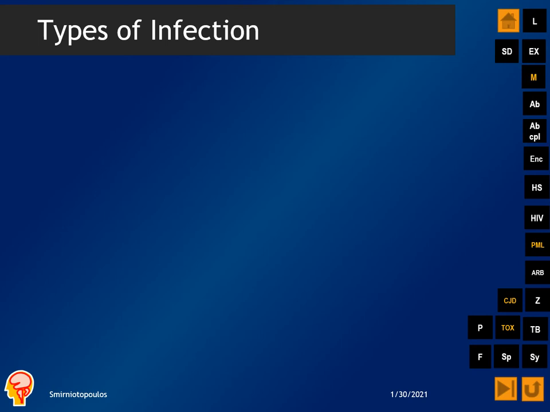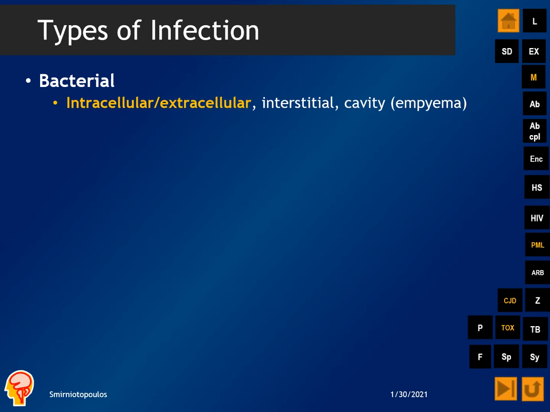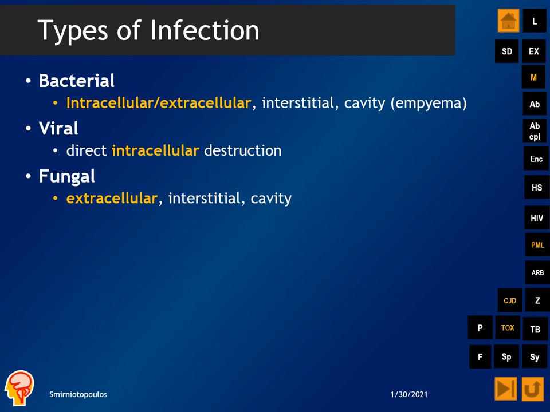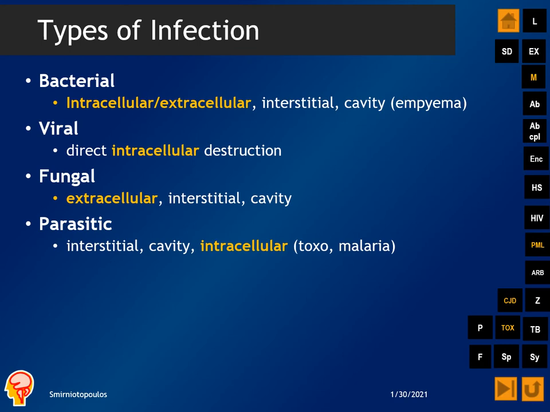There are many types of infection. Bacteria can be intracellular or extracellular, they can be interstitial, and they can fill a cavity. That's an empyema full of pus. Viral infections usually involve direct intracellular destruction. Fungi are usually extracellular. They may be interstitial or they may fill a cavity. Parasitic infections can be interstitial. They can be in a cavity, but they can also be intracellular. And the examples of that are toxoplasmosis and malaria. Prion diseases are abnormally folded proteins and they are directly inside of the cell.